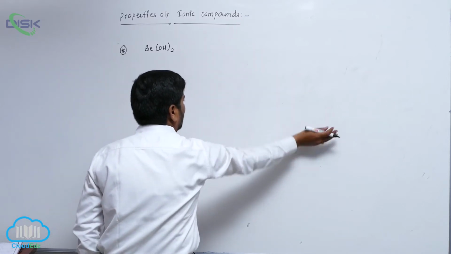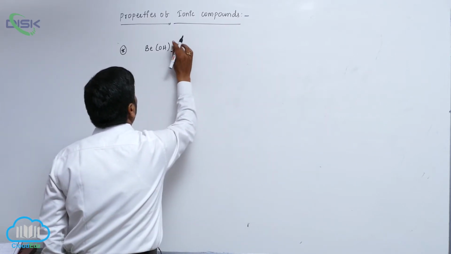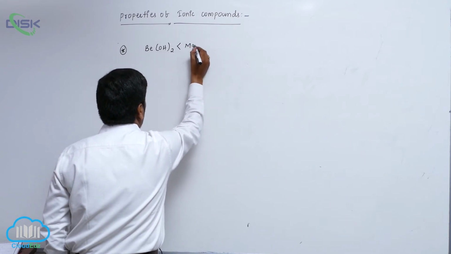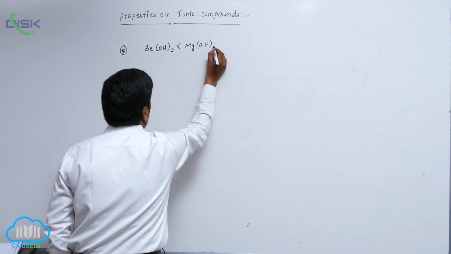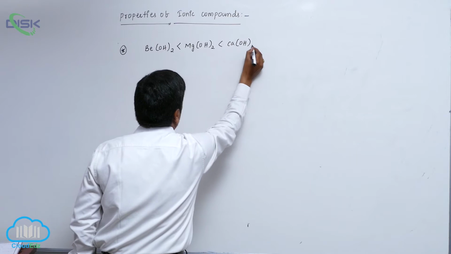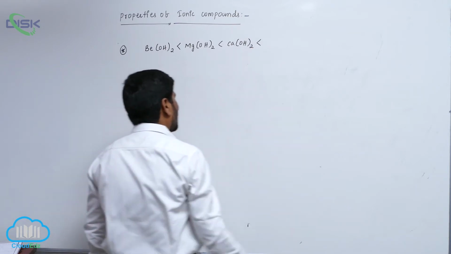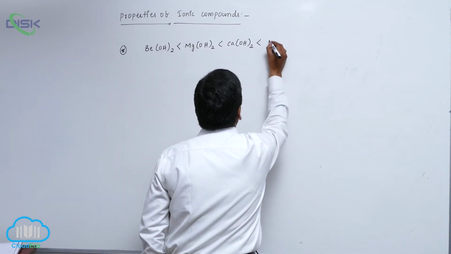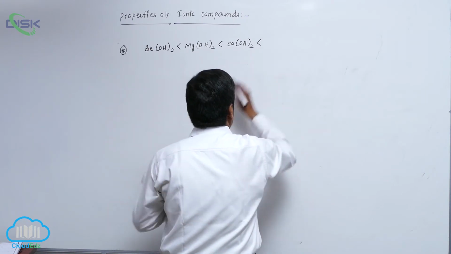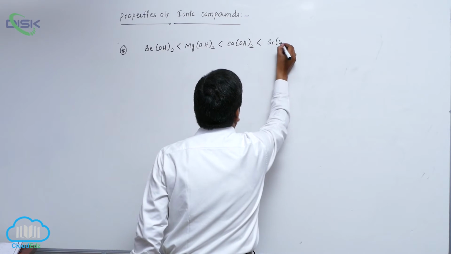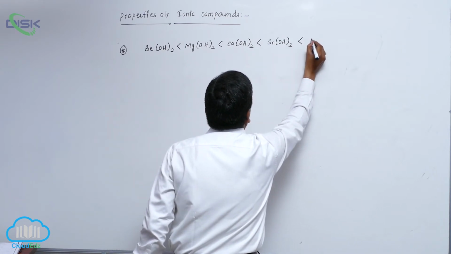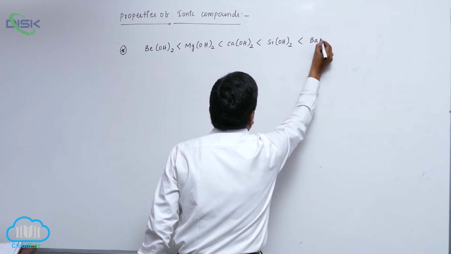Beryllium hydroxide. Next, magnesium hydroxide, calcium hydroxide, strontium hydroxide. Last one is barium hydroxide.